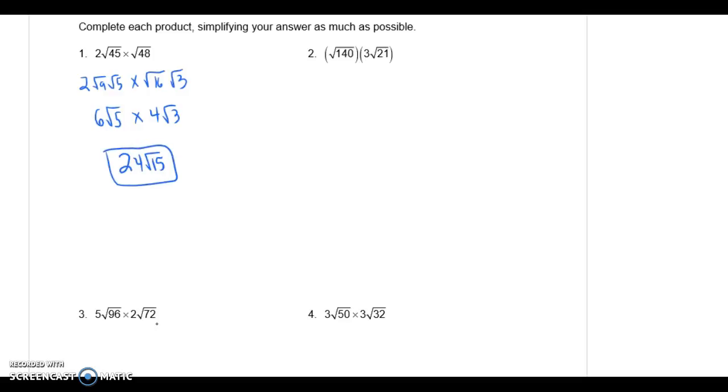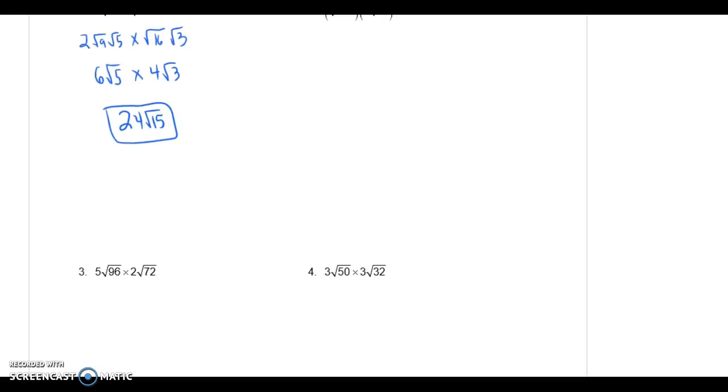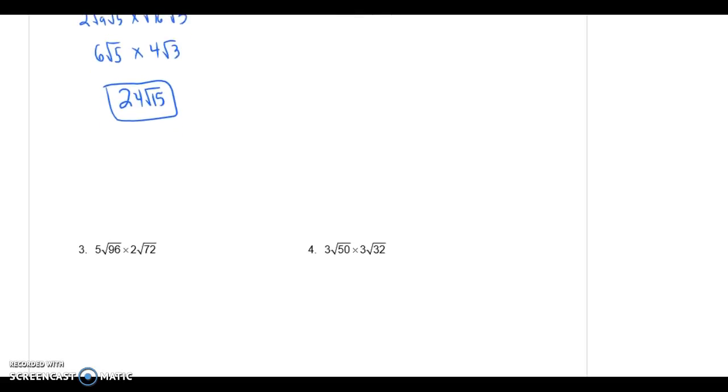And I lied, this is actually not going to be our last one because I thought it was divisible by something that it totally isn't. Let's take a look at number 4. We have 3 root 50 times 3 root 32. So we're going to take 50, it's going to become 25 and 2. And 32 becomes 16 and 2. So 25, we know that is 5 when we take the square root, times 3 is 15. And square root of 16 is 4 times 3 is 12.